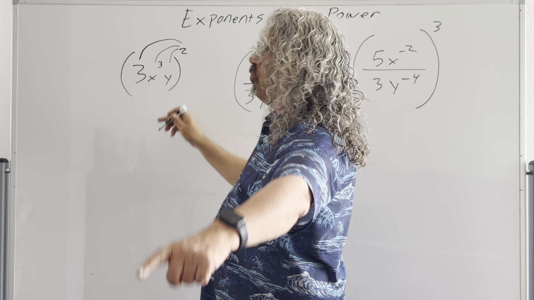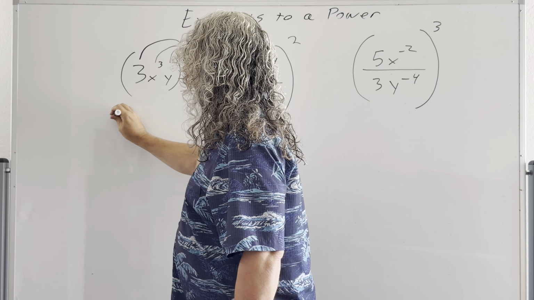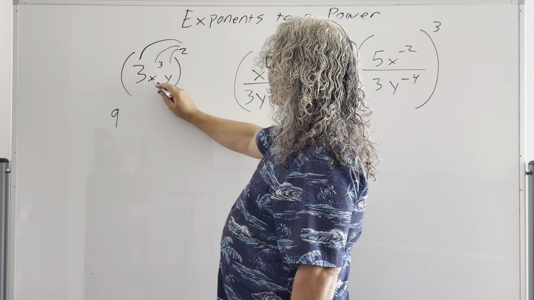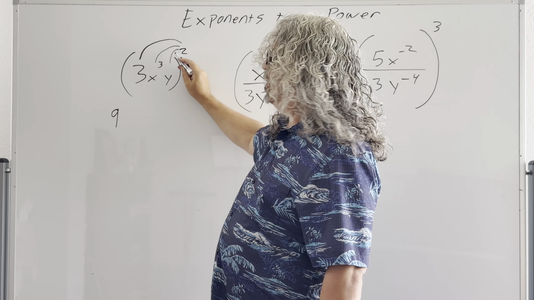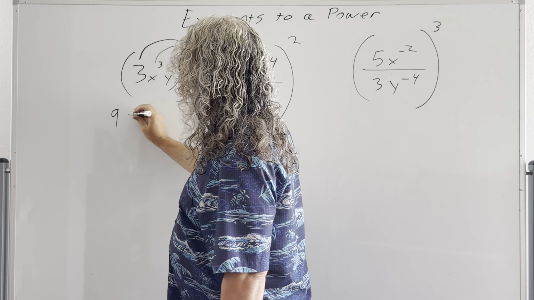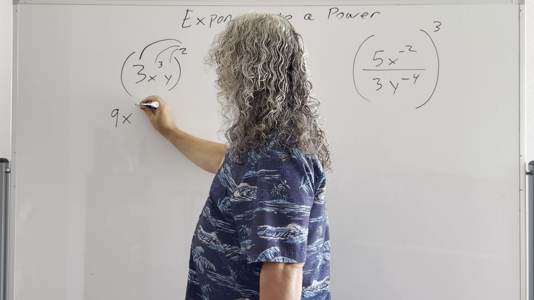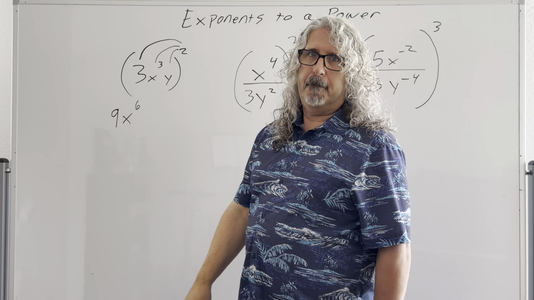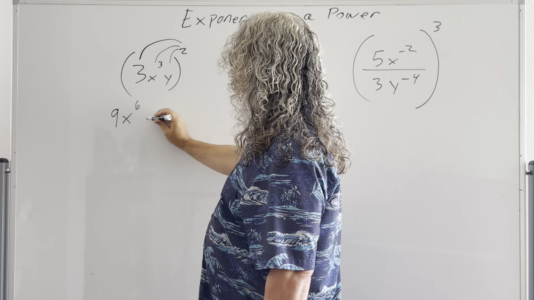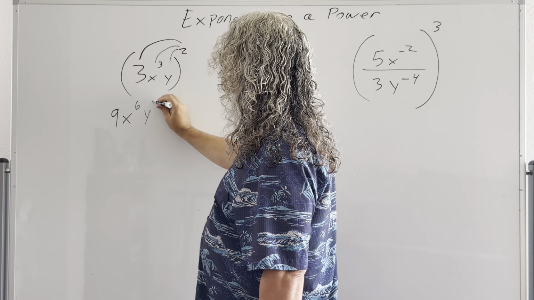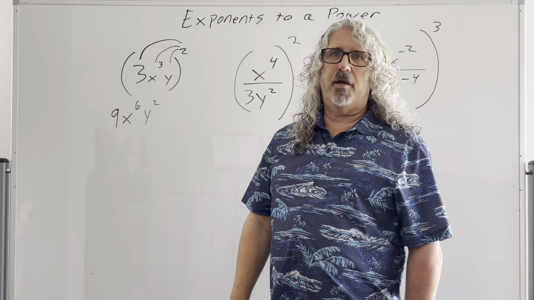So what is 3 squared? 3 times 3, that's going to be a 9, okay? Now, x to the third to the second. Exponent to a power. This is a situation where you're going to multiply, okay? Now let's look at this last one. That's going to be y to the second. Boom, done. That's it. That's my answer.